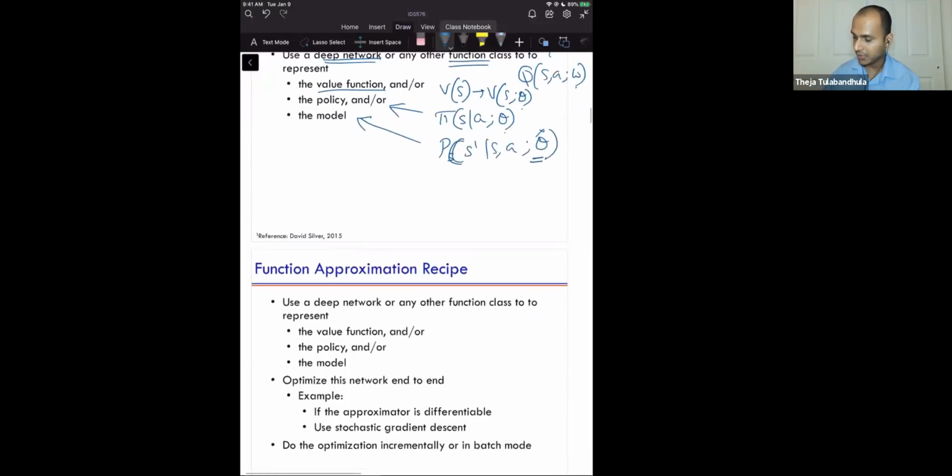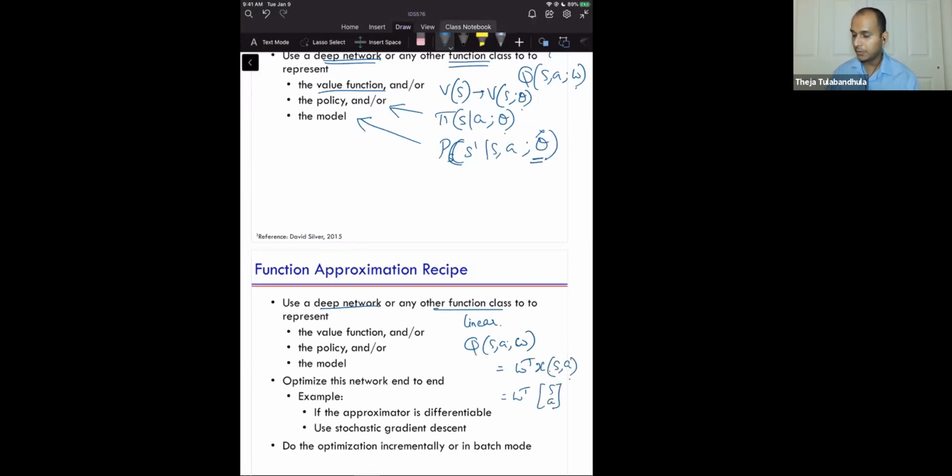If you can do function approximation, so let's say you use a function class, maybe a linear function, in which case, for example, Q of s comma a given w would be something like w transpose, let's call it features that depend on s comma a. Or it could be just w transpose s and a. So this would be a linear function, right? This is a linear function because its parameter, w, is linear.